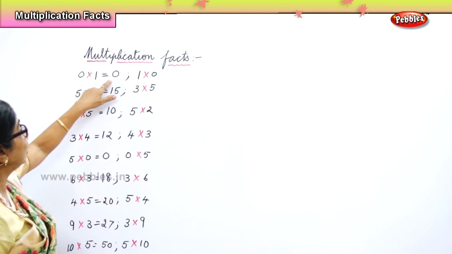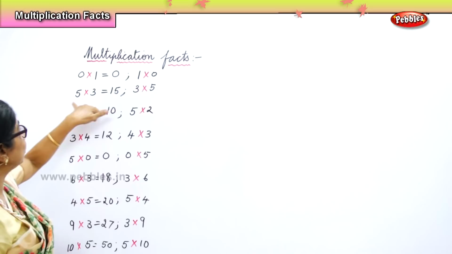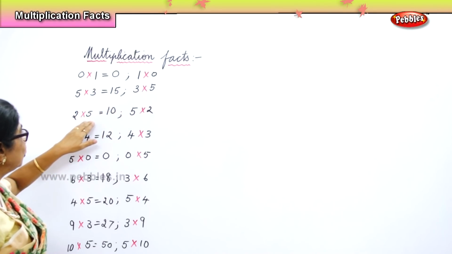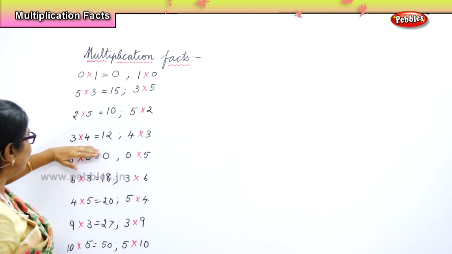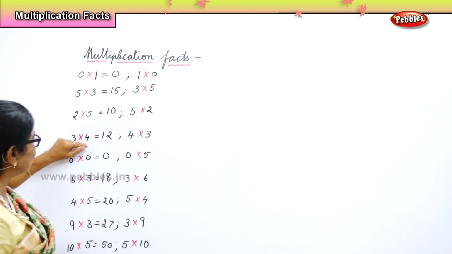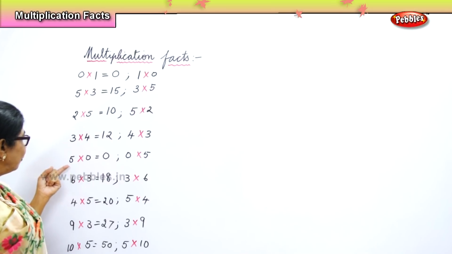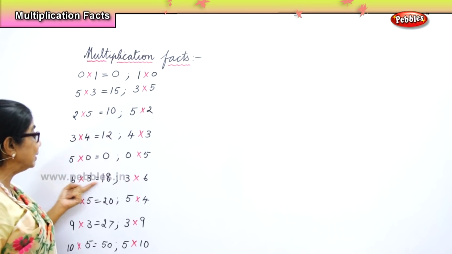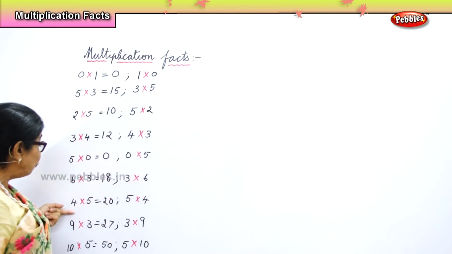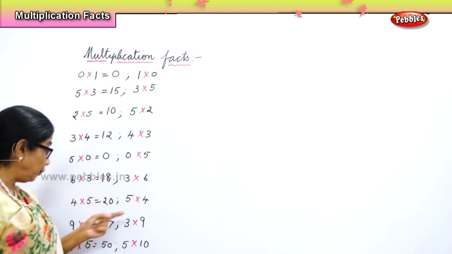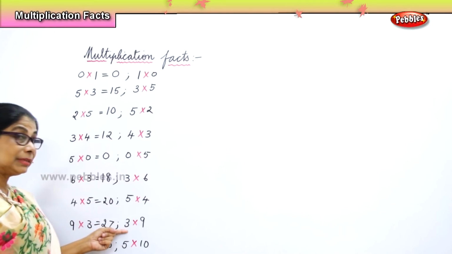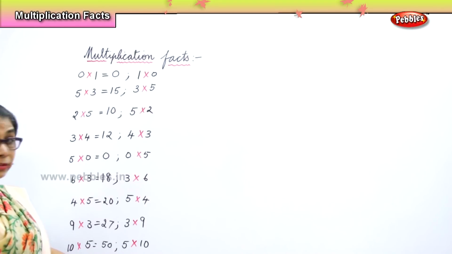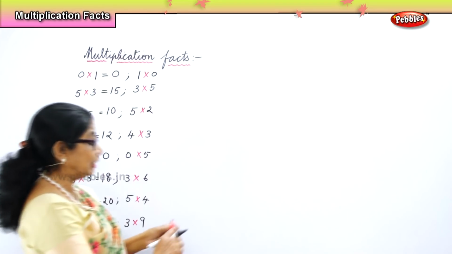0 into 1 is the same as 1 into 0. 5 into 3 is the same as 3 into 5. 2 into 5 is the same as 5 into 2. 3 into 4 is the same as 4 into 3. 5 into 0 is the same as 0 into 5. 6 into 3 is the same as 3 into 6. 4 into 5 is the same as 5 into 4. 9 into 3 is the same as 3 into 9. 10 into 5 is the same as 5 into 10. This is called multiplication facts.